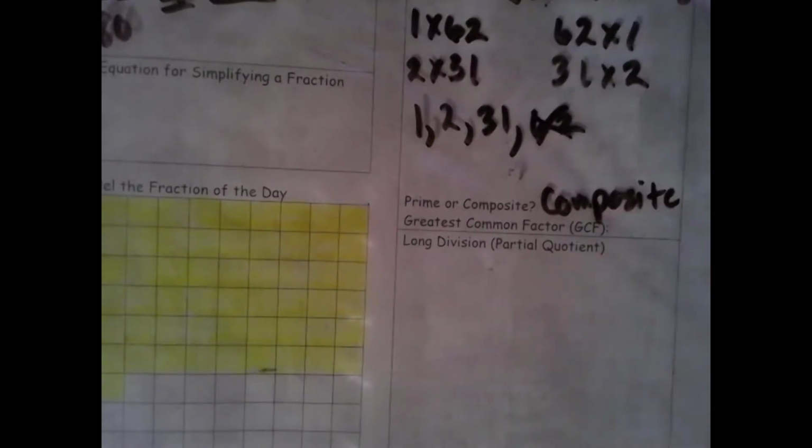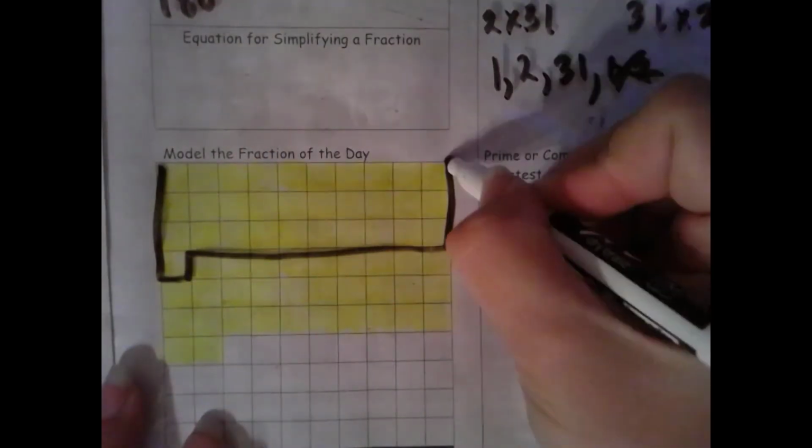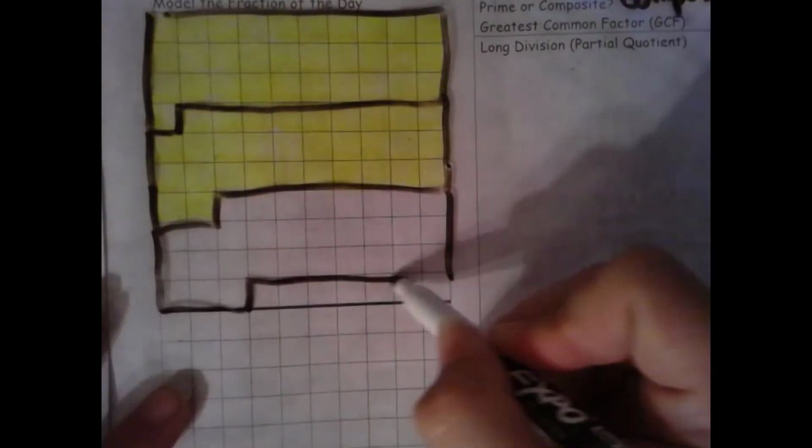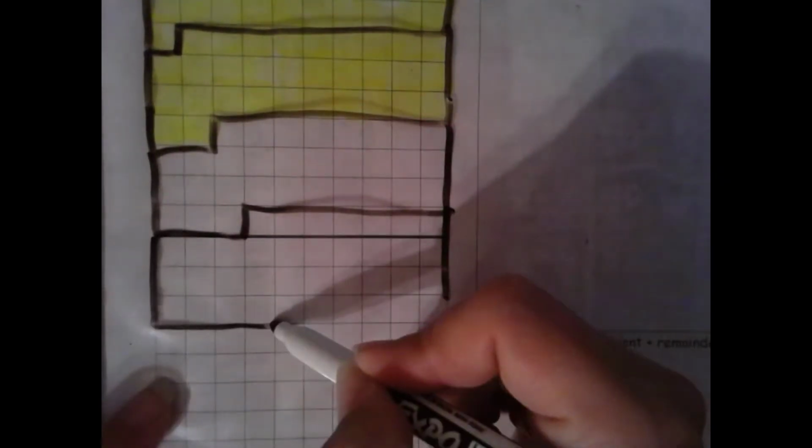Okay, so let's try groups of 31. 30 plus 1. 29 plus 2. 28 plus 3. 27 plus 4. 26 plus 5. And then I have 25 left over. That is not enough to make a group of 31. So let's try our next one, which is 2.